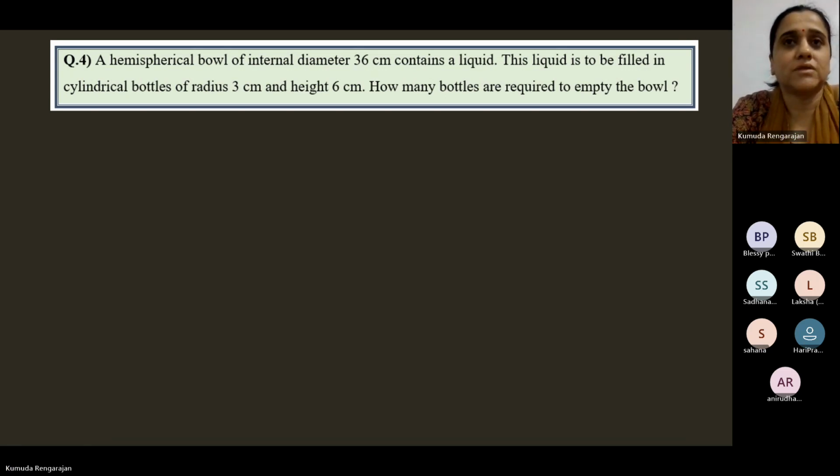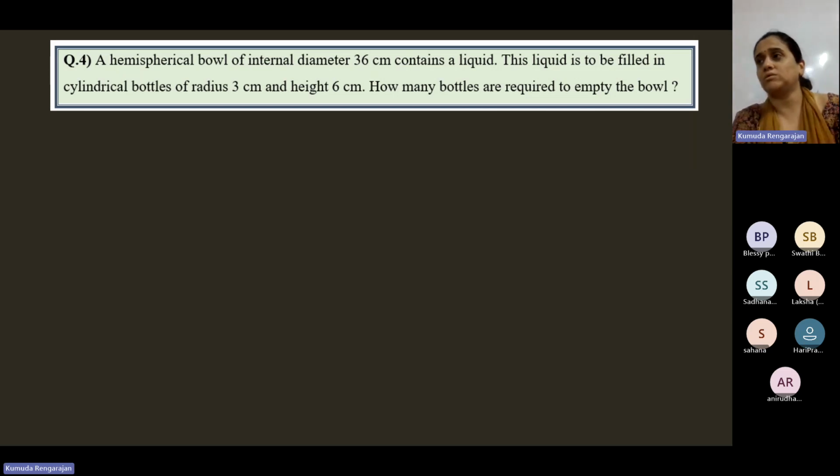Next one. A hemispherical bowl of internal diameter 36 centimeters contains a liquid. Now here they're just talking about the internal diameter. They're not talking about thickness and all that. So then there's only one R. This liquid is to be filled in cylindrical bottles of radius and height given to you. How many bottles are required to empty the bowl?